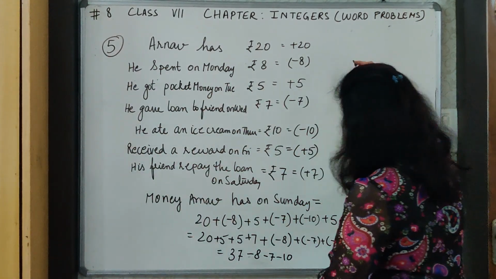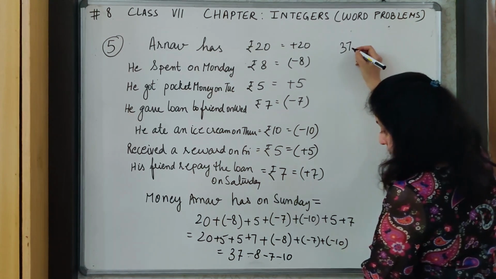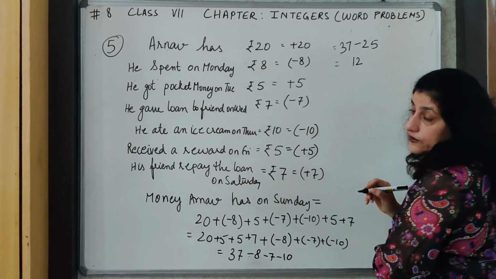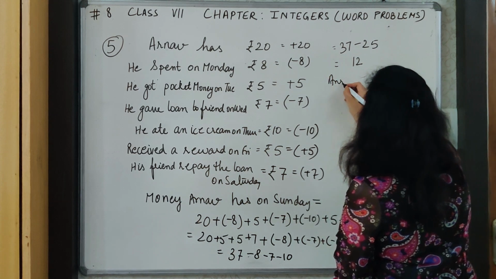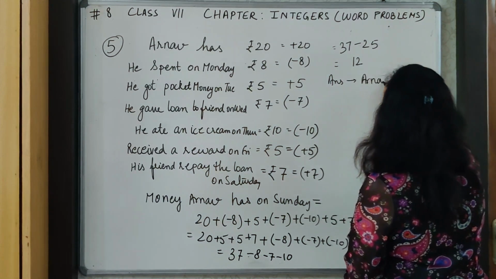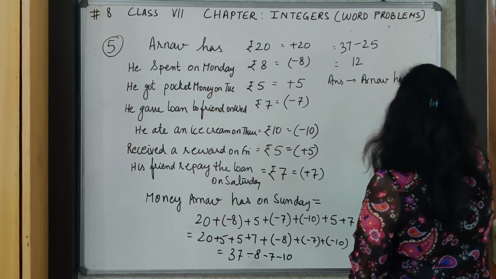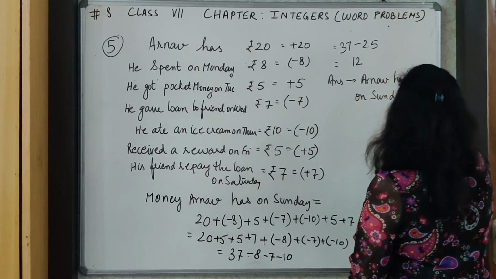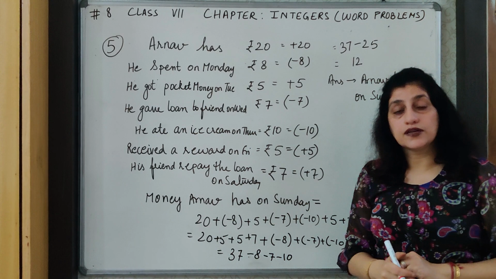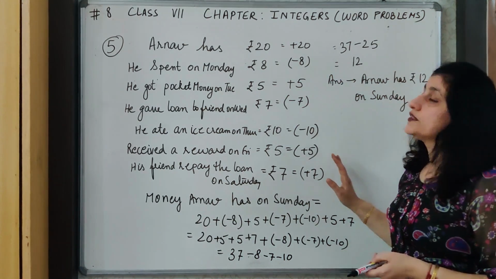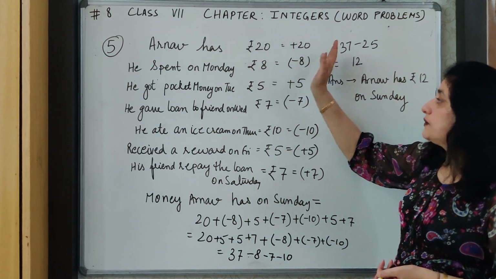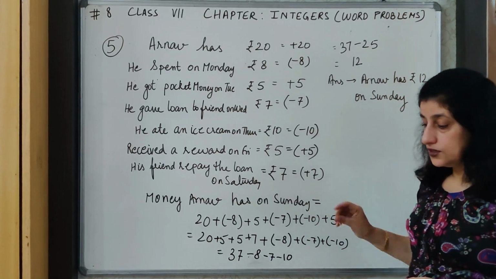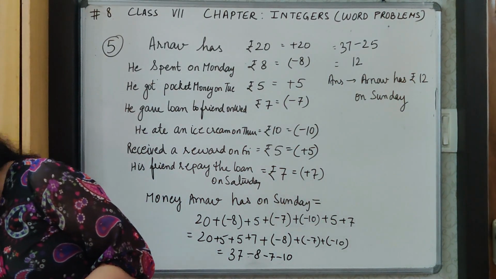From here we get 37 minus 25 is equal to 12. So finally the answer will be that Arnav has rupees 12 on Sunday. So this is the entire calculation of this question using the integer property, meaning taking plus and minus for what is coming and what is going. Is this clear? Now we will move on to one more question.